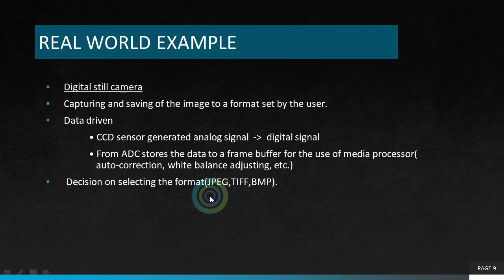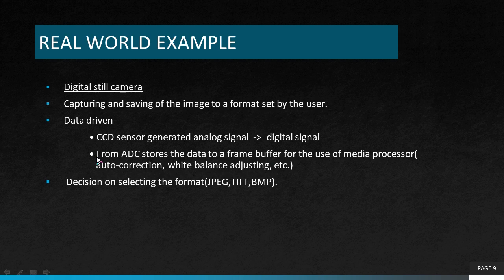Okay. Then we are gonna see a real world example for our control data flow graph, which is the digital still camera. What does this digital still camera do? It will capture some pictures and save those, and the image is transferred into a particular format. So capturing and saving of the image to a format set by the user. So there are both data driven processes and decision making processes. The first one, data driven. So CCD sensor generates signals, that is captures a picture. So CCD sensor generates an analog signal, and this is converted into a digital signal.